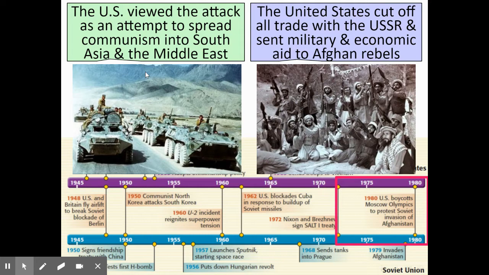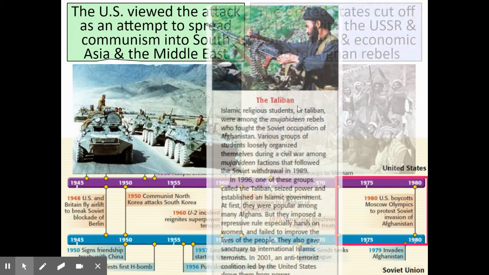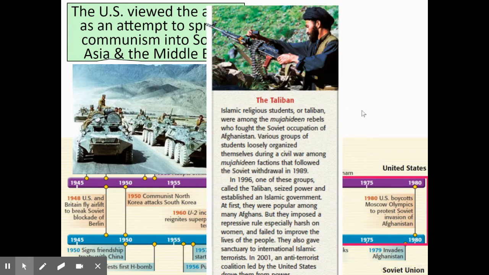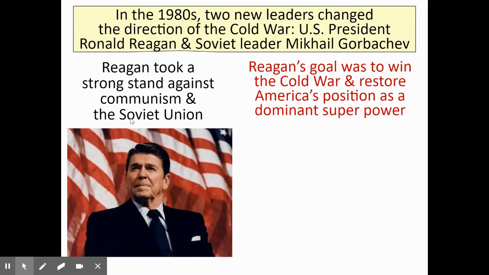The United States viewed this as an attempt to spread communism in South Asia and the Middle East. Remember, we had put down a communist takeover in Iran, so we wanted to stop that. So the United States stopped all trade with the Soviet Union. This really hurts their economy, and we helped the Afghan rebels. And believe it or not, they're using our own weapons against us in Afghanistan, which is kind of interesting. But here's about the Taliban that we helped start. So in the 1980s, the two leaders changed directions in the Cold War.